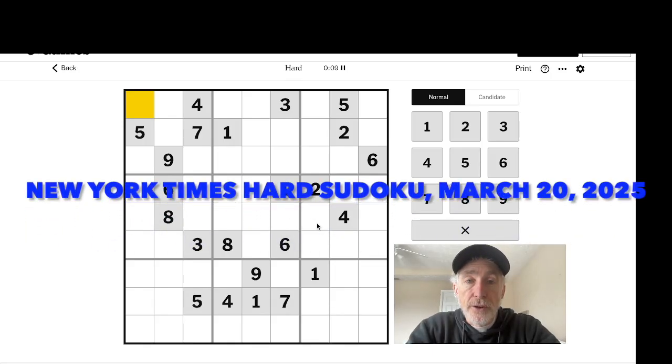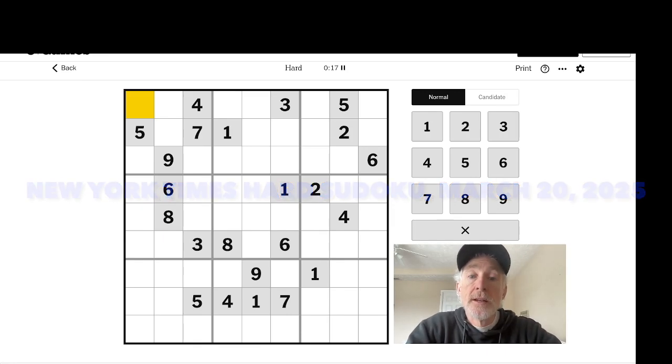Hello, today is Thursday, March 20th, 2025, and I'll be doing today's New York Times hard Sudoku puzzle. So, let's fill the grid.